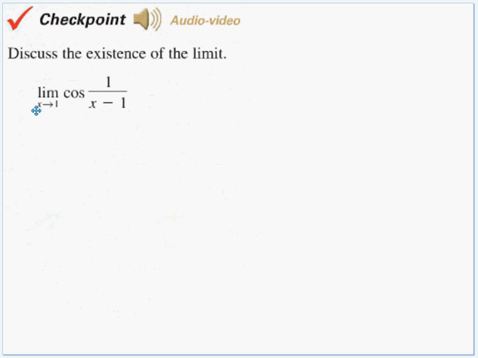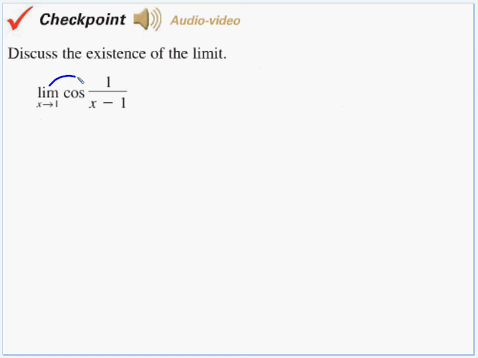We're approaching 1 of cos of 1 over x minus 1. Again, we always try direct substitution first. If I try to plug in that 1, I get 1 minus 1, so I'm trying to take the cos of 1 over 0. And that's not going to happen. We cannot divide by 0.